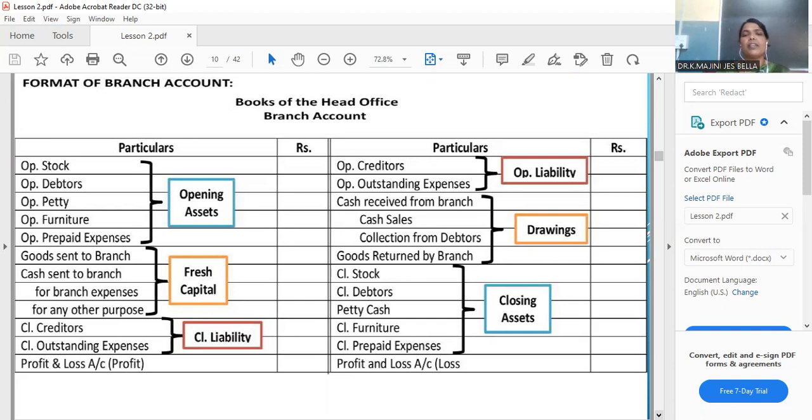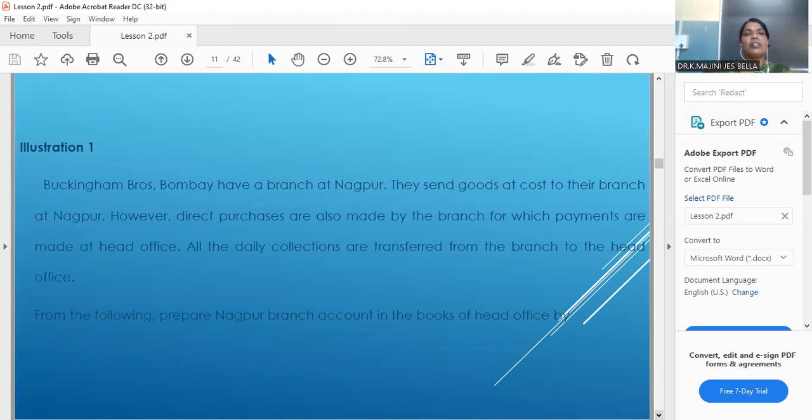Then, in case the credit side total is higher than the debit side total, that is the profit. We have to transfer that profit to the profit and loss account. In case the debit side total is higher than the credit side total, that is the loss of the organization. Whether it is profit or loss, whatever it is, we should transfer that amount to the profit and loss account. Okay. Then we can move to the sum part.